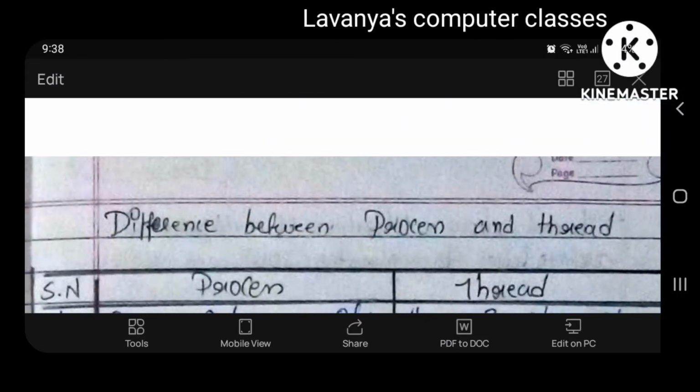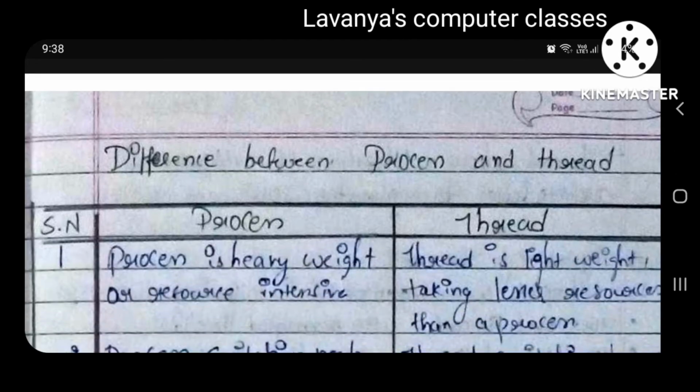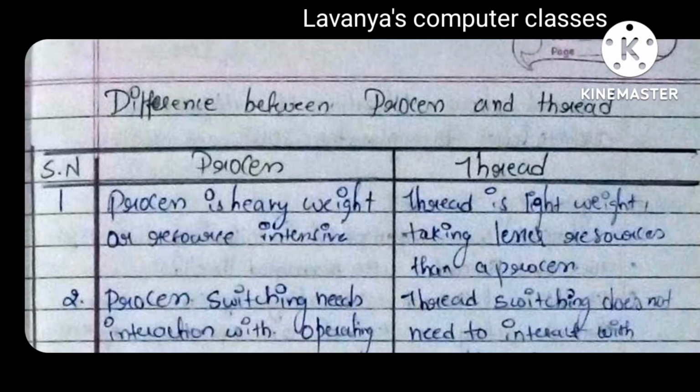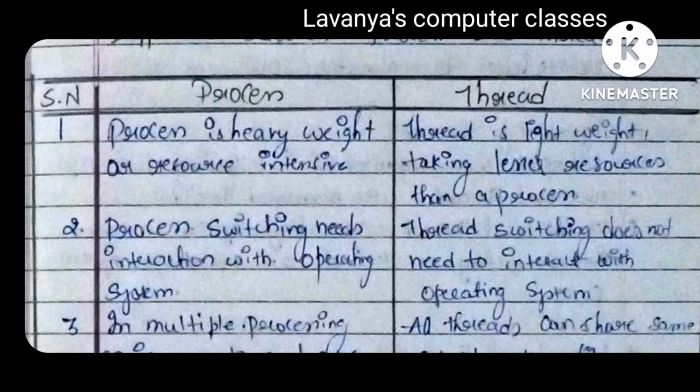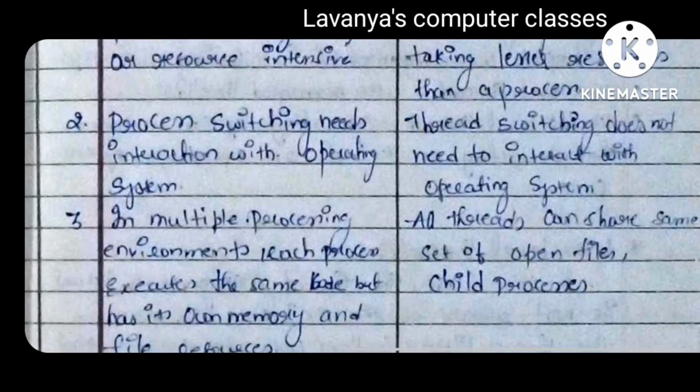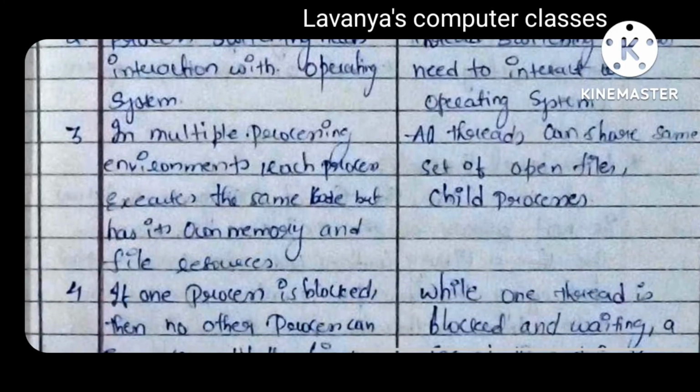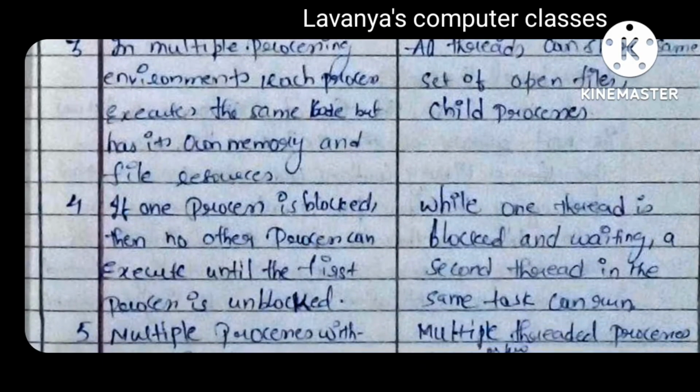Here, difference between process and thread. What is the difference of process and thread? Process definitions and thread definitions and differences between these two. First difference, second difference, third difference. So these are the differences between process and a thread.